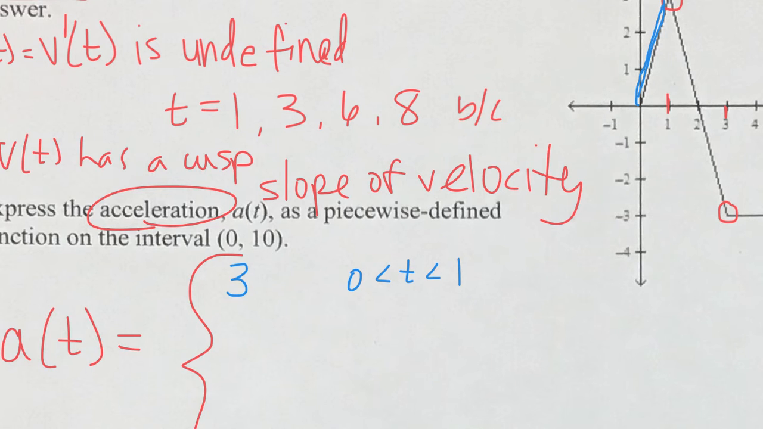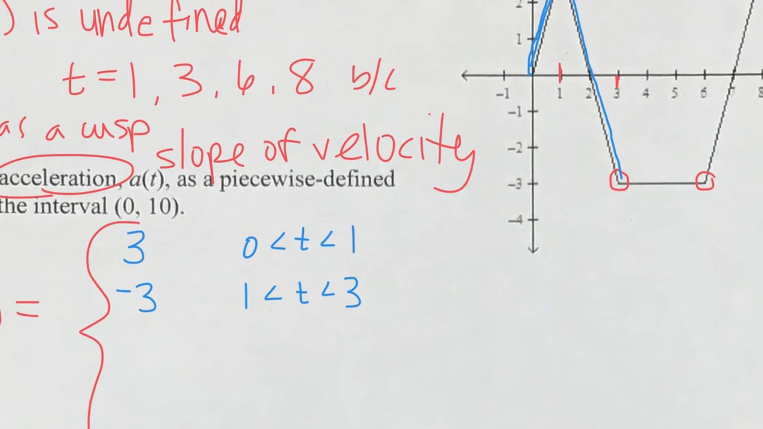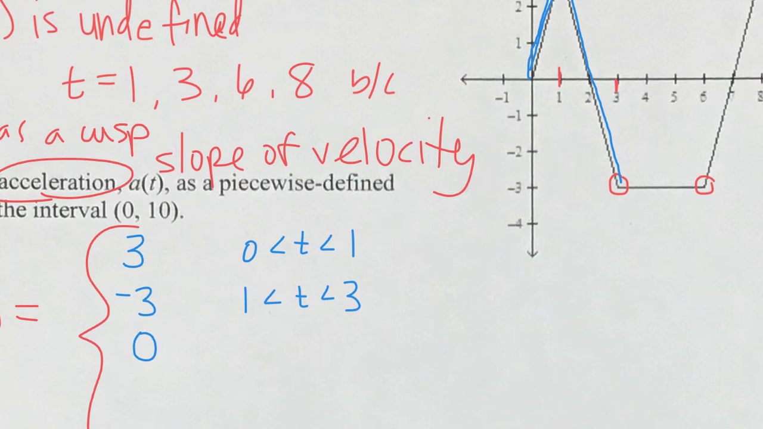And then we have over 2 and down 6. So down 6 over 2 is negative 3 between 1 and 3 seconds. We have a negative, right? That's this part. This is a negative 3 slope from there to there. Moving on, what's our next slope? Looks like it's 0, right? We have 0 between the t values of 3 and 6. And then we have a slope of positive 3 between 6 and 8.